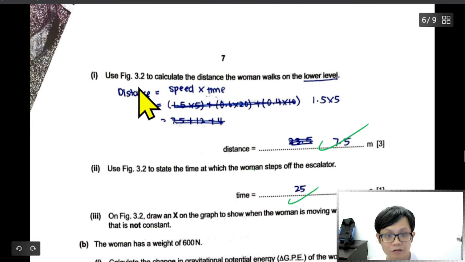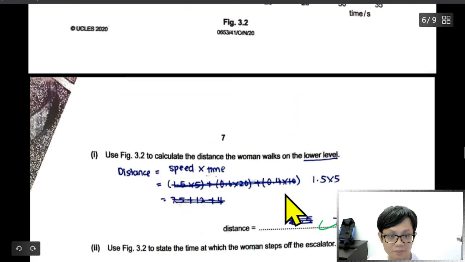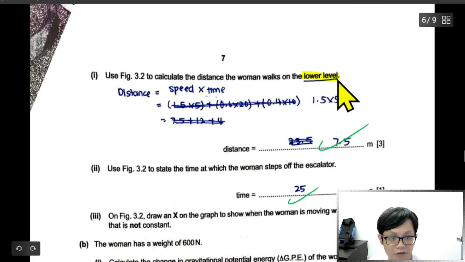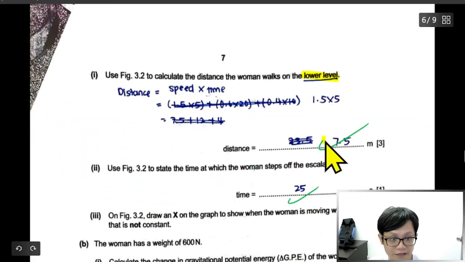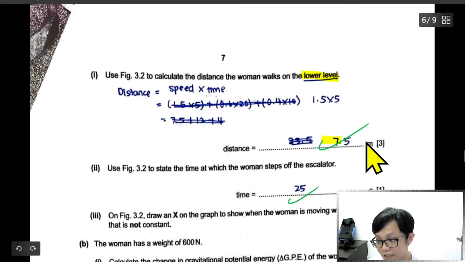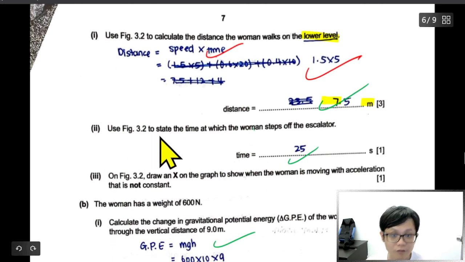Okay, use figure 3.2 to calculate the distance the woman walked. Okay, distance equals speed times time. So they're talking about the lower level, so it will be 1.5 times 5. 1.5 times 5, you get 7.5. Remember to write the unit, which is meter. Of course, this is combined science, so they always give you the unit. If you do maybe coordinated science or what, they will leave the unit empty and ask you to write. From figure 3.2, state the time at which the woman stepped off the escalator. So it will be 25 seconds.